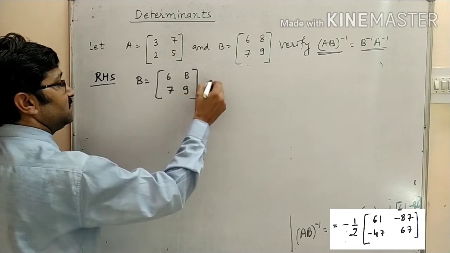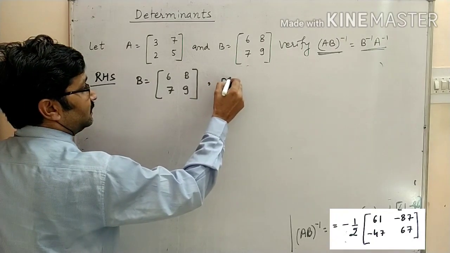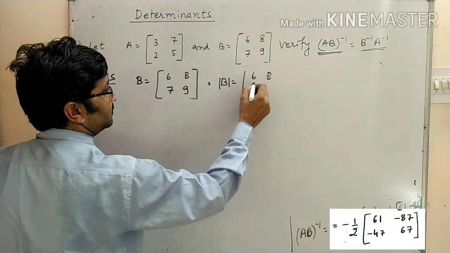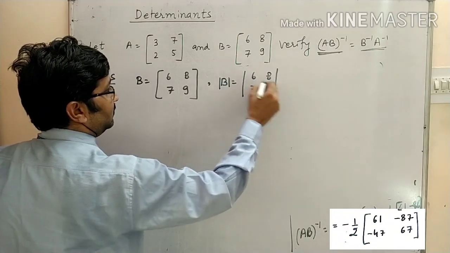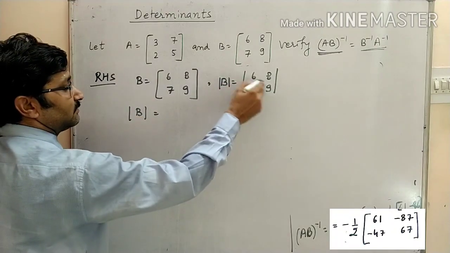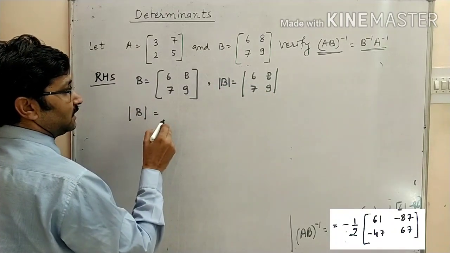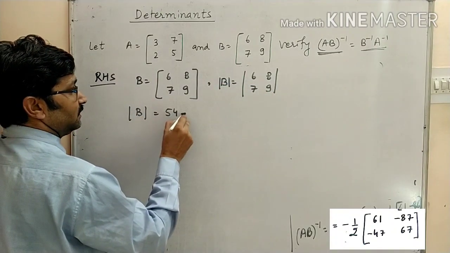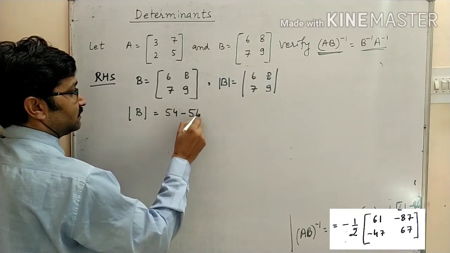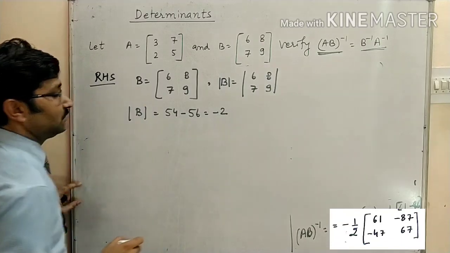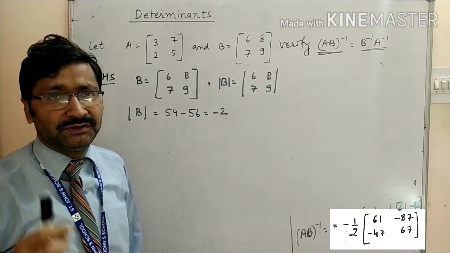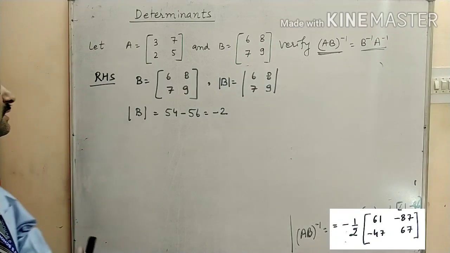This you have to change into a determinant. B determinant will be equal to |6 8; 7 9|, and this determinant value you have to find. This is a 2 by 2 determinant, which means you can multiply this. 6 nines are 54 minus 56, so you get minus 2. So B determinant we get minus 2, and this is not equal to 0, which means we can find the B inverse.